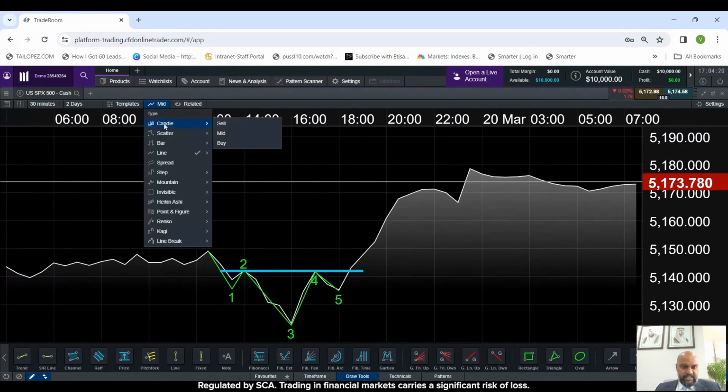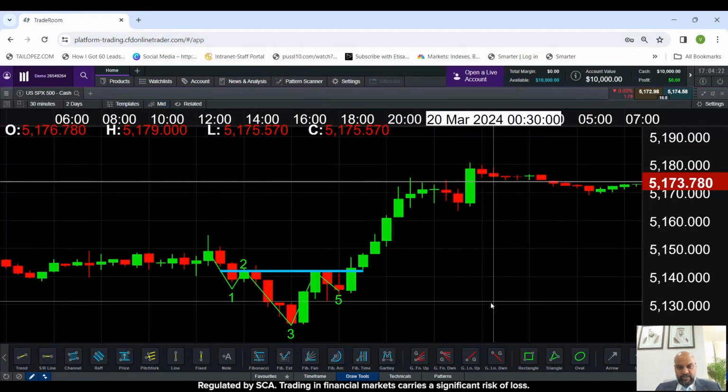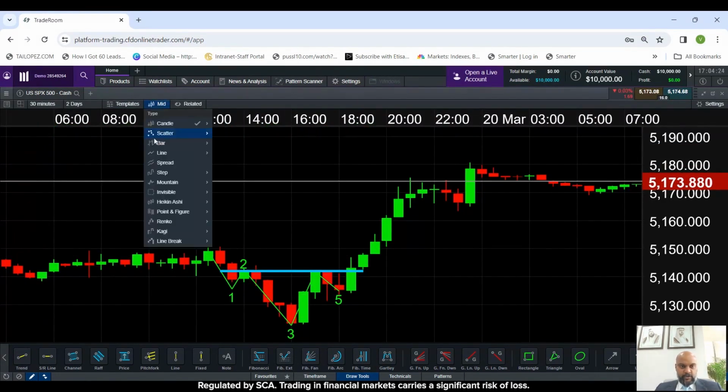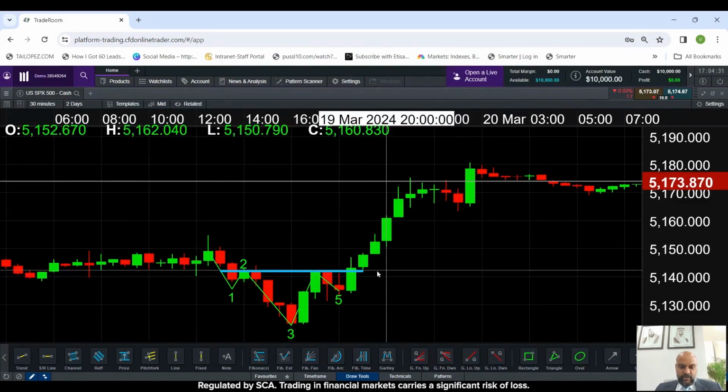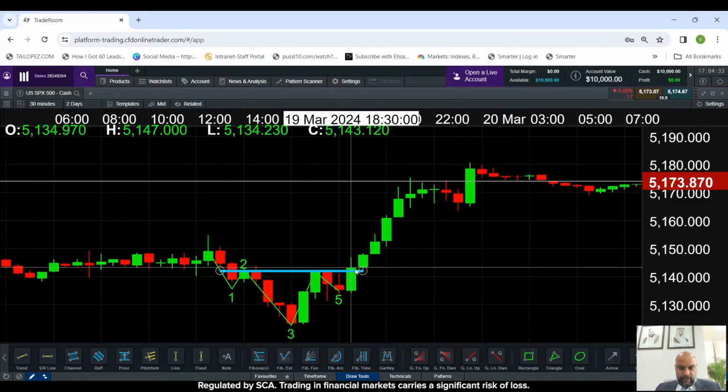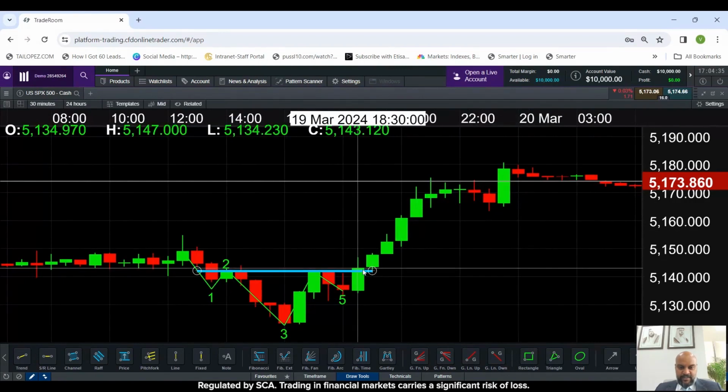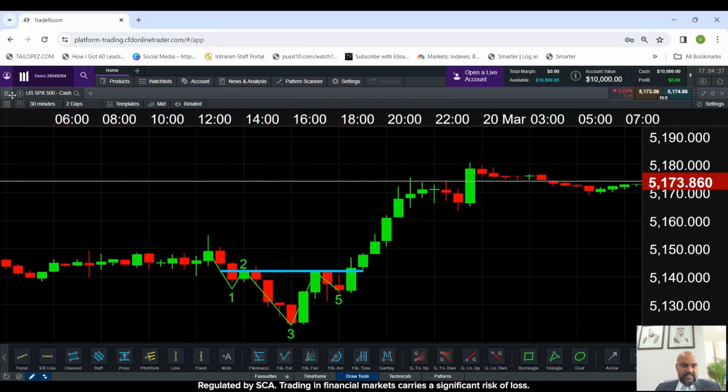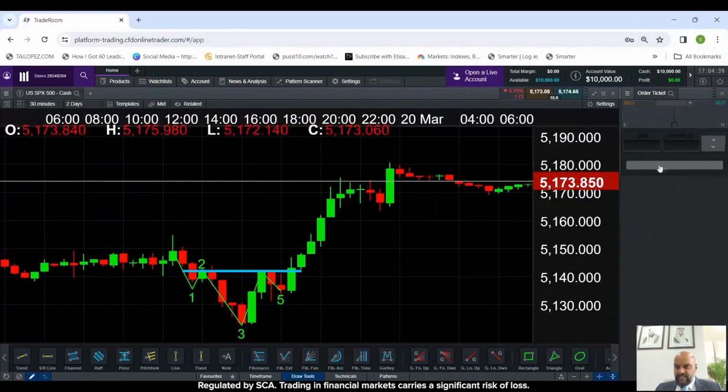I can change this into a candle, much easier to see. Line chart is much easier to see. Candlesticks give you more details. Now let's say this particular candle closed above the neckline, so that gives me a signal to enter. Let's take this trade as an example.